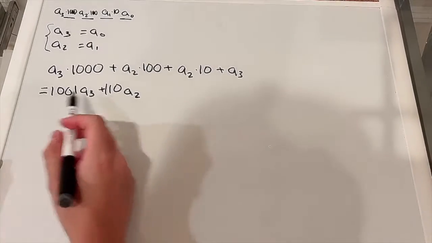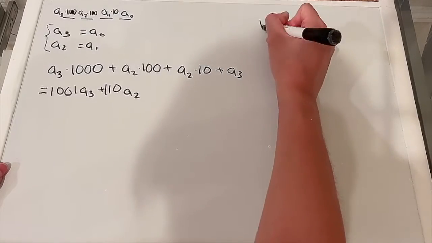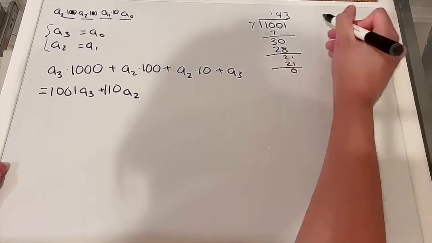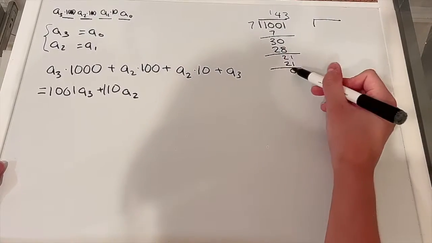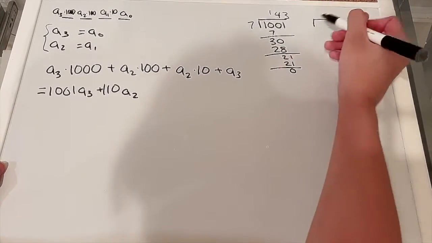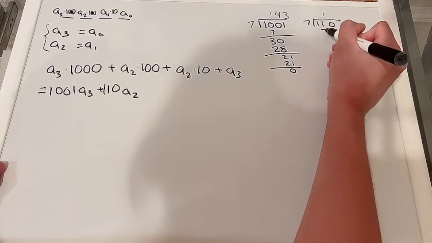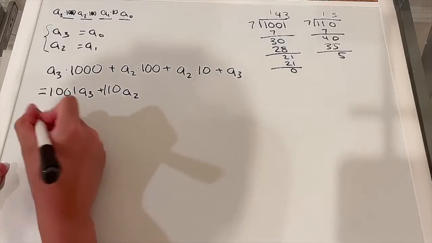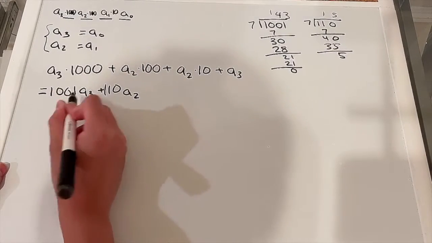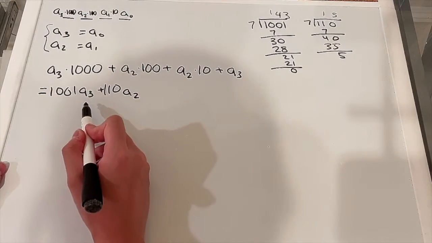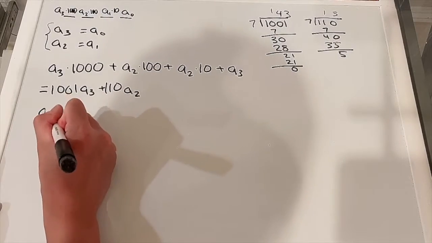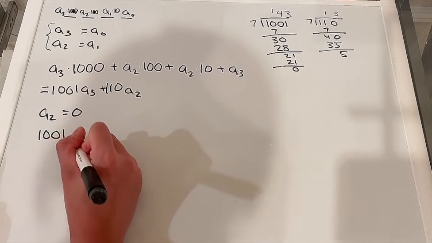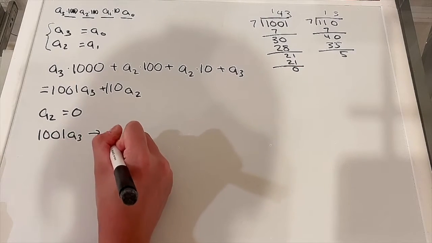Well, let's see if any of these coefficients are divisible by 7. Well, 1001 divided by 7 is equal to 143 with a remainder of 0, so it is divisible by 7. And then 110 divided by 7 is not divisible by 7. So since we know that 1001 is divisible by 7, then 1001 times A3 is divisible by 7. So when A2 is equal to 0, the number would just be 1001 times A3, which is divisible by 7.